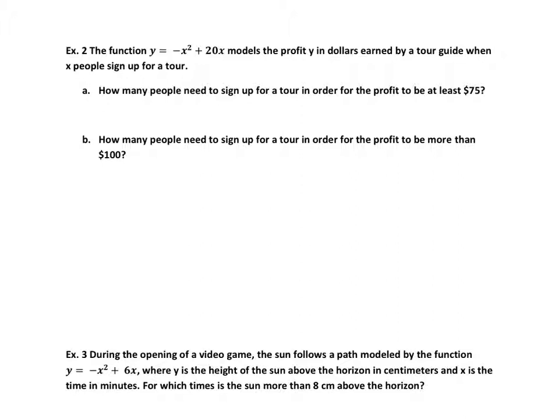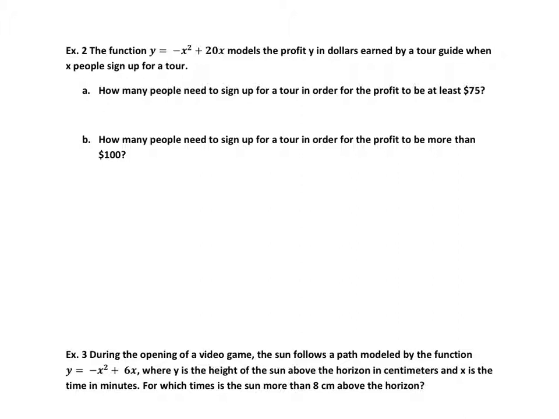The function y equals negative x squared plus 20x models the profit y in dollars earned by a tour guide when x people sign up for a tour. How many people need to sign up for a tour in order for the profit to be at least $75?